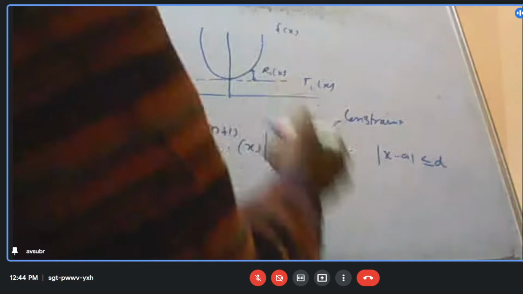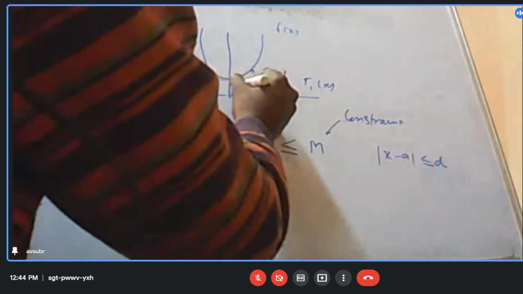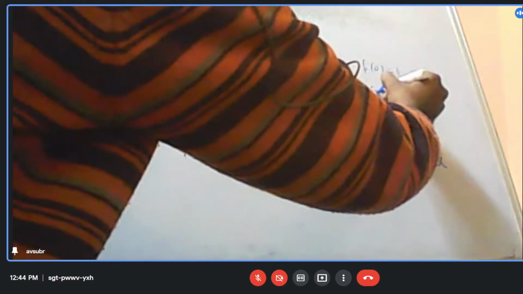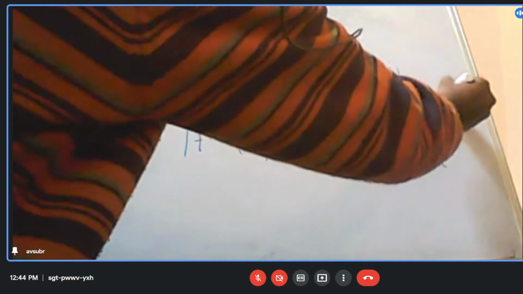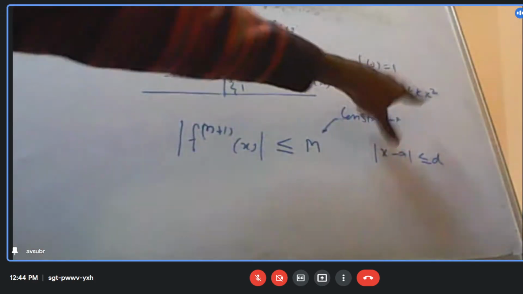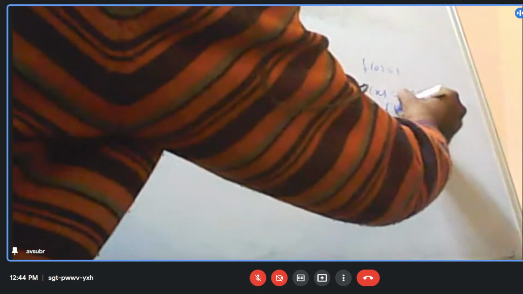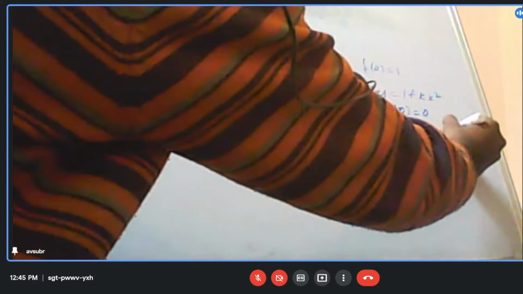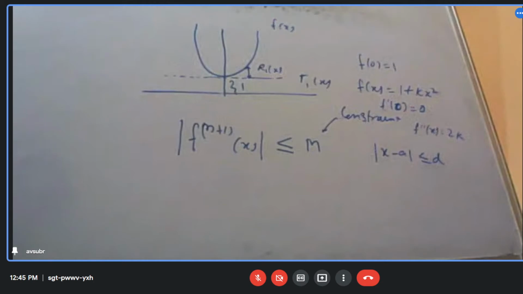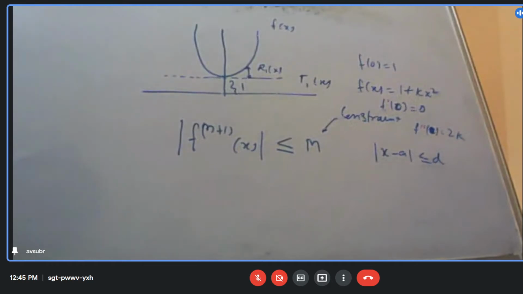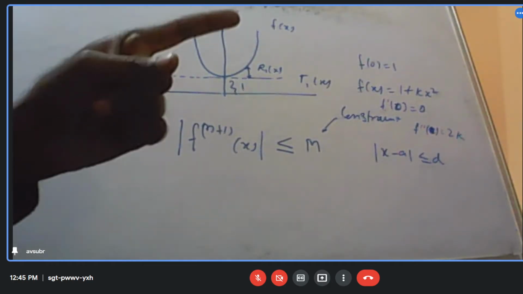Now for example, in this case, if this is 1, then it means f at 0 is 1, and the function is 1 plus kx square. It is a parabolic function, so it will look like this, where at x equal to 0, f is 1. So now in this case, the first derivative at x equal to 0 will be 0, and the second derivative will be twice k, at x equal to 0. Is it clear or not?